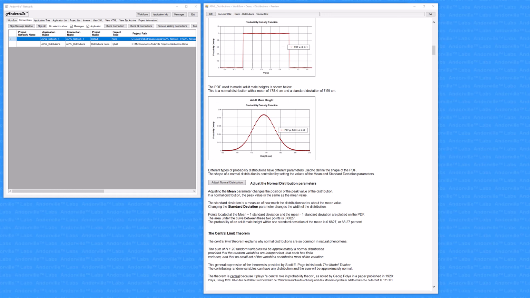The PDF used to model adult male heights is shown below. This is a normal distribution with a mean of 178.4 centimetres and a standard deviation of 7.59 centimetres. Different types of probability distributions have different parameters used to define the shape of the PDF. The shape of a normal distribution is controlled by setting the values of the mean and standard deviation parameters.